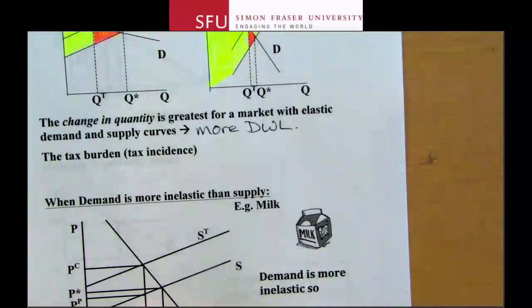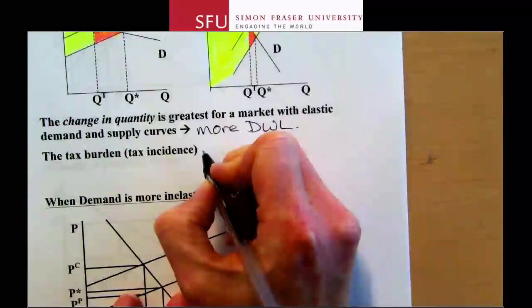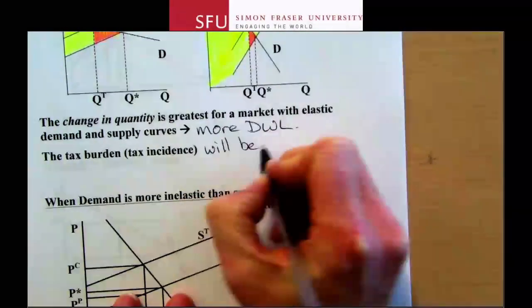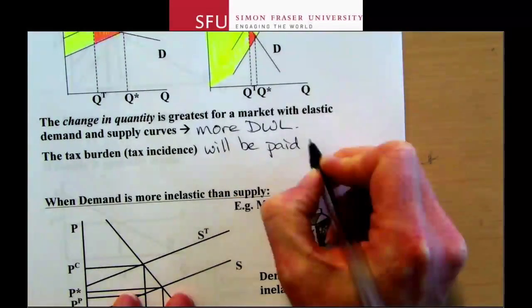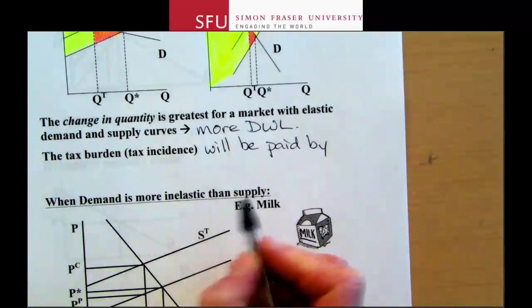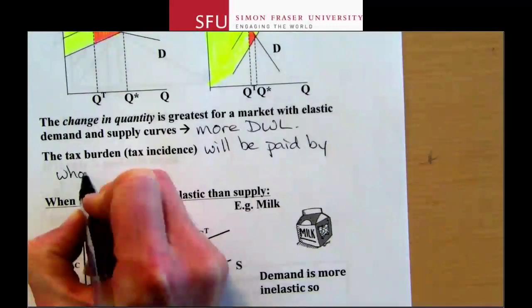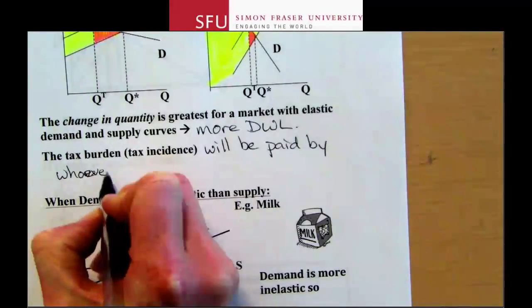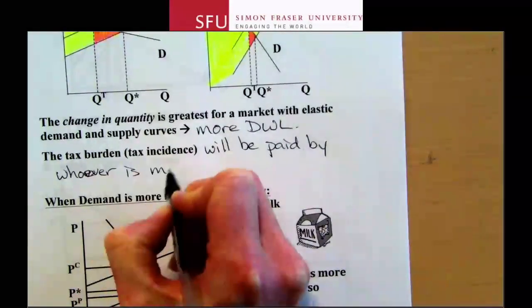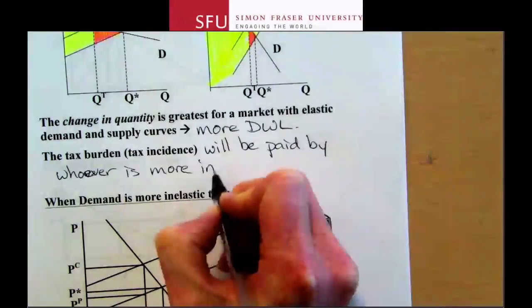Okay, so the tax burden or tax incidence will be paid by whoever is more inelastic.